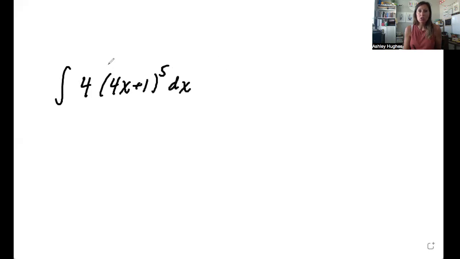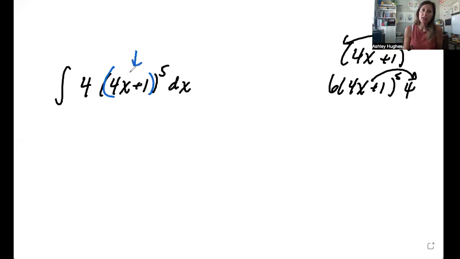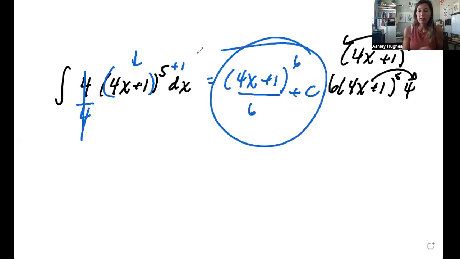And so what I mean by pattern recognition is if you have something like 4 and then the 4x plus 1 to the 5th dx, you can kind of understand that the chain rule had been done. Because if you remember when we had the chain rule, if we had something like this, we would pull the 6 down, decrease this by 1, multiply by the derivative of the inside. We're going to do the exact opposite of that. So if you notice that there's an inside, you look in here and you take the derivative of the inside and you divide by the derivative. So this goes away. Then you increase the power by 1 and divide by the new power. And you're done.